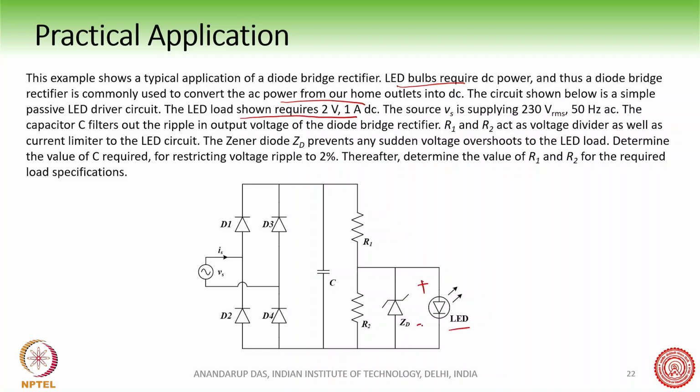Here the voltage should be 2 volt, 1 ampere. The source Vs is supplying 230 volt, 50 hertz. Now we have used a capacitor filter and a voltage divider with R1 and R2, right? And then there is a Zener diode. The Zener diode prevents any sudden voltage overshoot to the LED. So we can find out the value of capacitance required if the output voltage ripple is restricted to 2%. So here the output voltage ripple is restricted to 0.02 of the average.